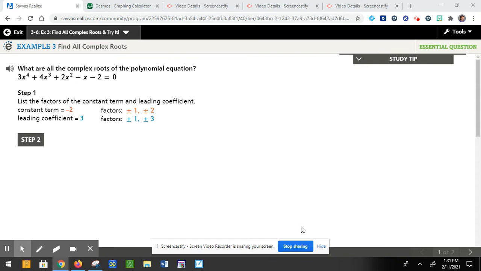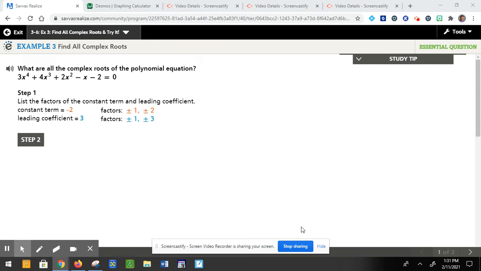Now we're going to be finding not just the rational roots, but all the roots. We're still going to find the possible rational roots, but since this question doesn't have context like the last one did, the imaginary roots, we can still find them. It's not like they're meaningless.